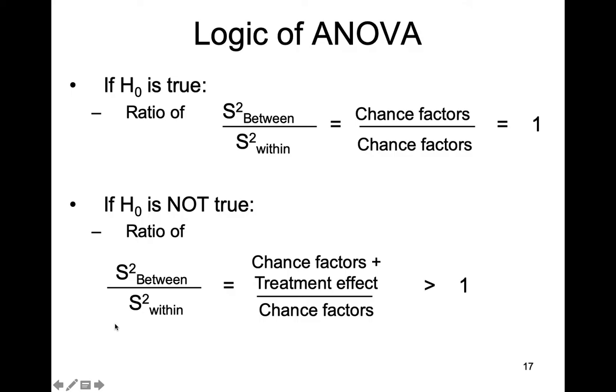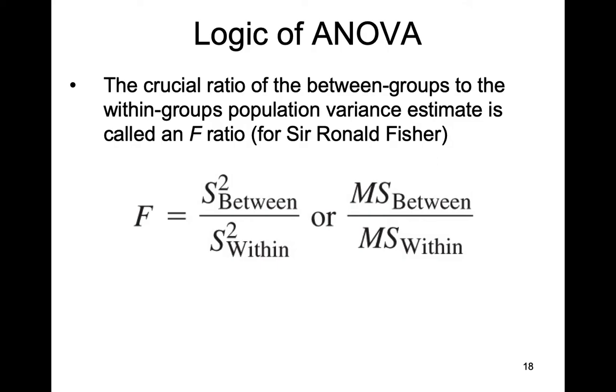However, if the null hypothesis is not true, the estimate of population variance using the between means approach, or the between groups approach, should include a treatment effect or some true effect in the population, and therefore this ratio should be greater than 1. So the statistic that we're going to calculate is the F ratio. And this is this crucial ratio of the between groups to the within groups population variance. It's named after Sir Ronald Fisher, the person who came up with this statistic.